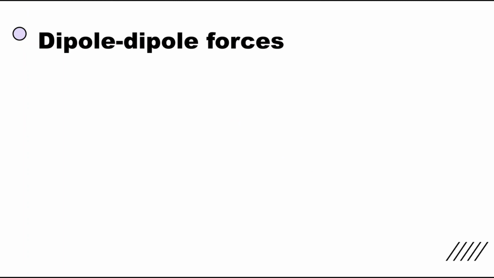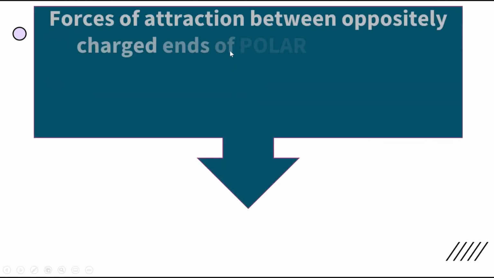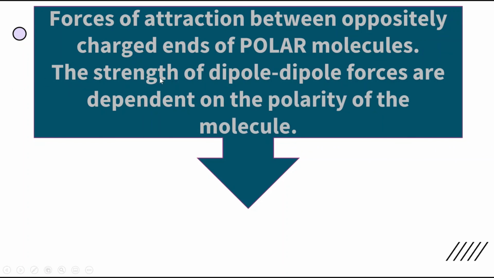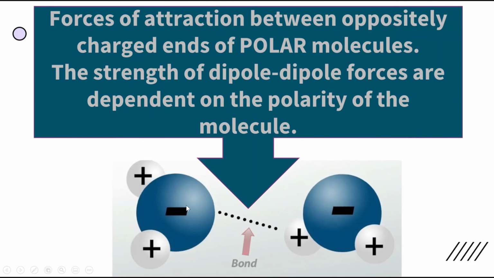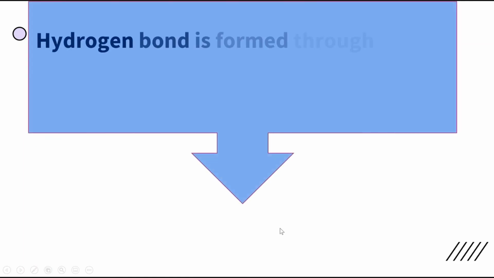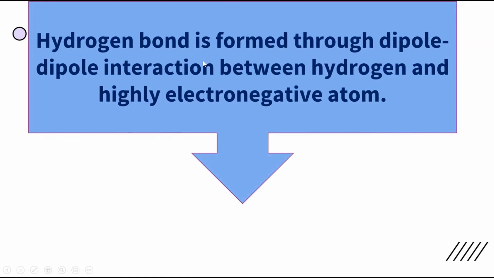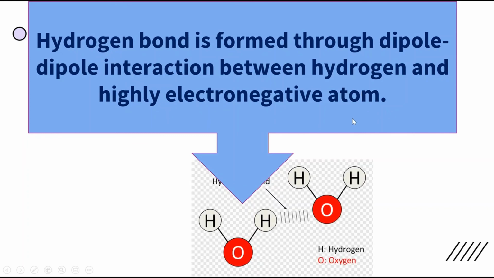The third force that we have learned is about dipole-dipole forces, which is defined as the force of attraction between the oppositely charged ends of polar molecules. So if we have a polar molecule, then of course we can imagine that there is, over and above the London dispersion force, a dipole-dipole force, right? And the bond formation always takes place between opposite charges. Finally, we have learned that the hydrogen bond is formed through dipole-dipole interaction. It is only an extension between the hydrogen and a highly electronegative atom.